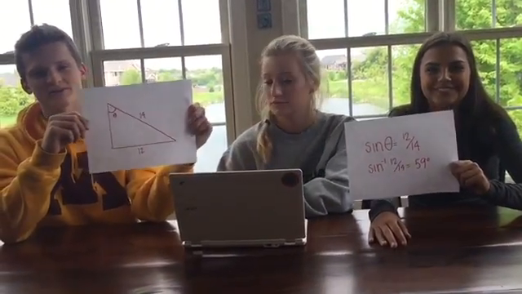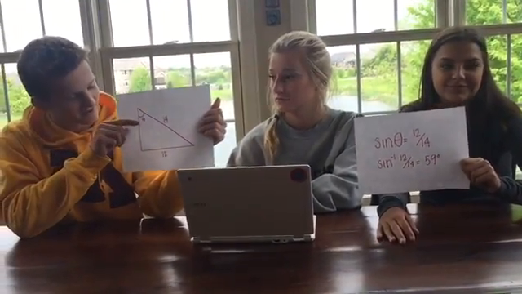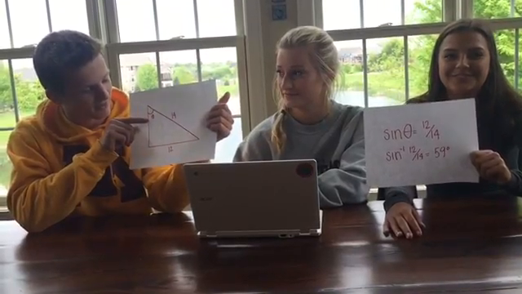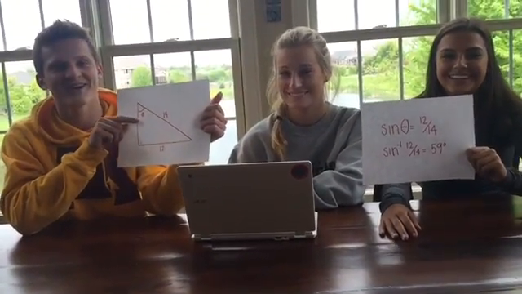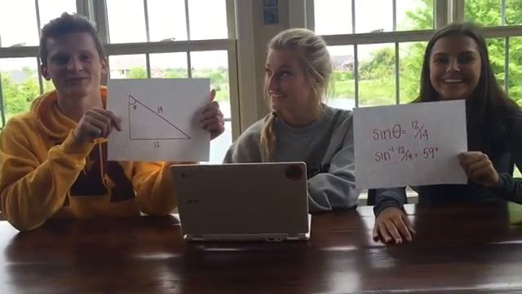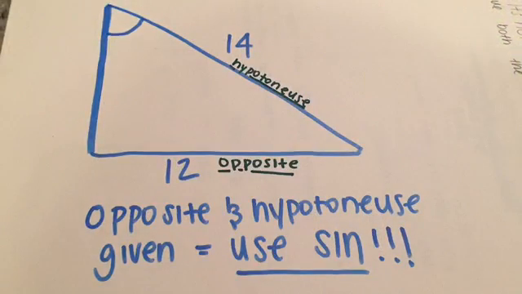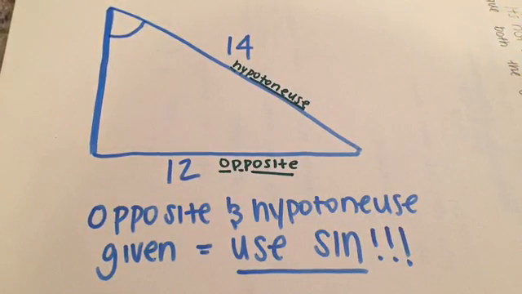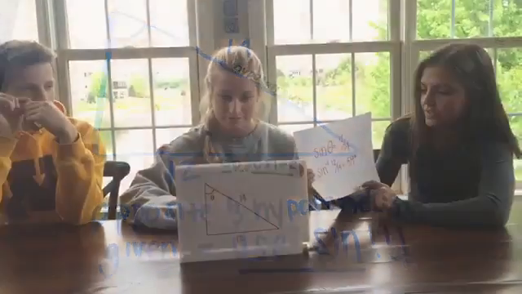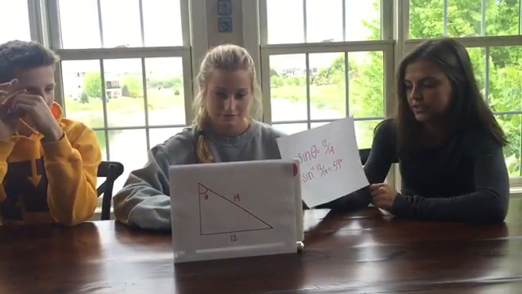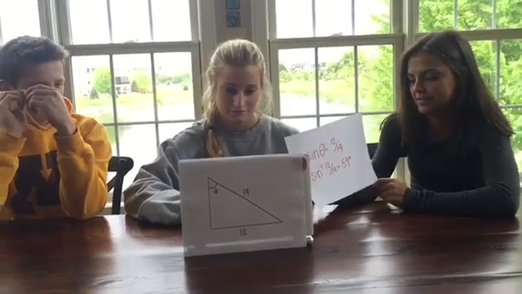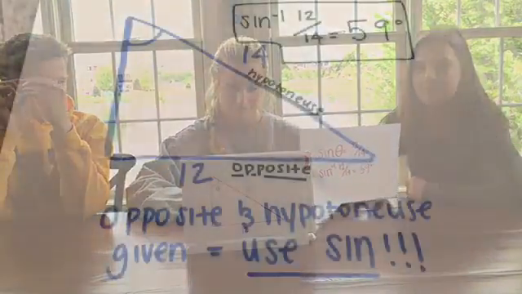Take this triangle for example. We're going to try to find angle theta right here, and the hypotenuse and the opposite are given, so we would use the sine. So the sine of theta is 12 over 14, and so that means that angle A is 59 degrees.